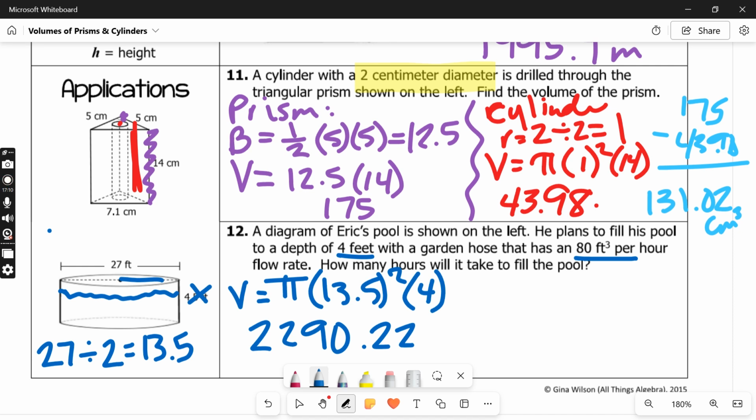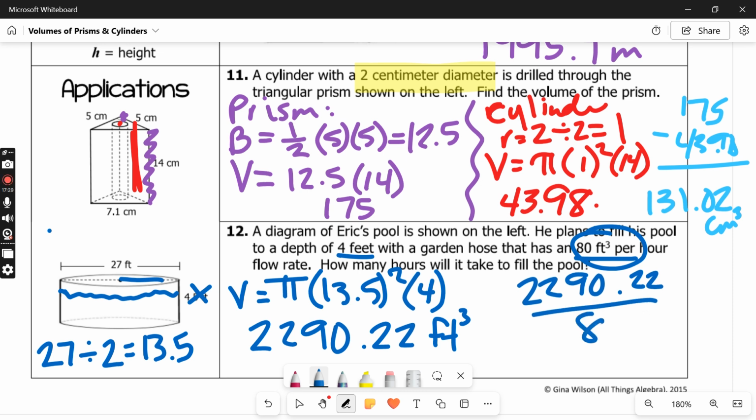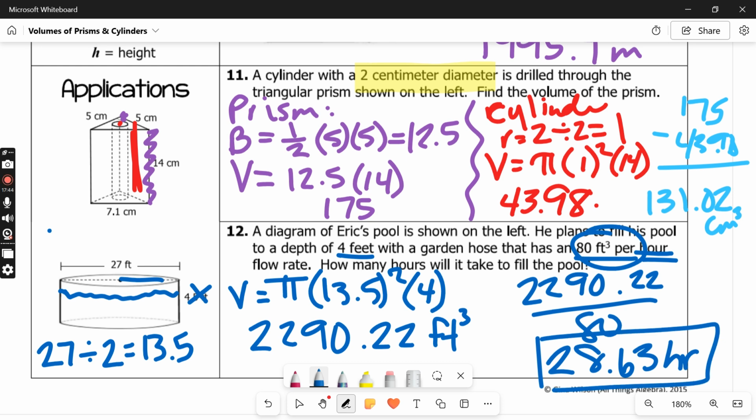Now it didn't ask for the volume, but it asked us how long it would take to fill the pool up. So what we're going to do is we're going to divide. This gives us 80 cubic feet per hour. So we're going to do 2,290.22 divided by 80. When we divide those, we get 28.63 hours, because it says per hour there. So this is how long it would take to fill up the pool.